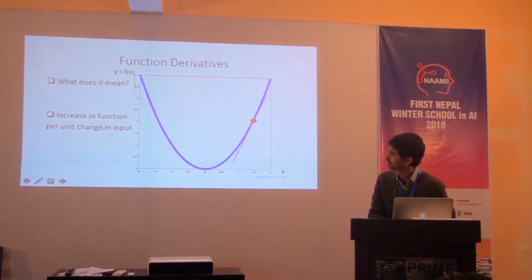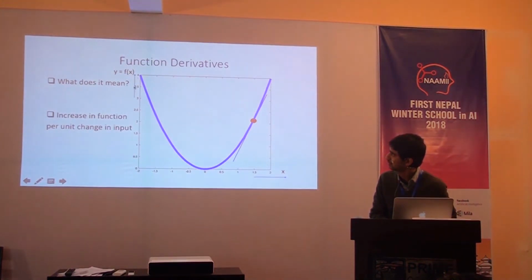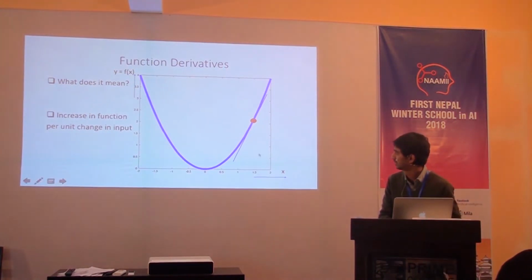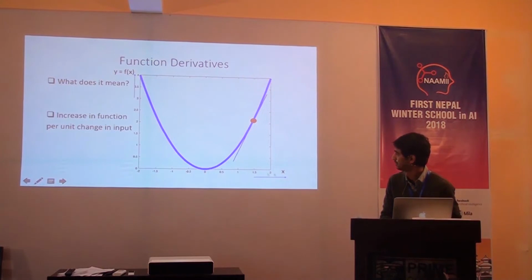So here you have the y-axis, and there is the x-axis, and you take a point, and you take the derivative, which is the slope of this tangent line at this point. What does it mean? It gives you the increase in function per unit change in your variable, your parameter, right? So how much y is increasing per unit change in x in that small region.